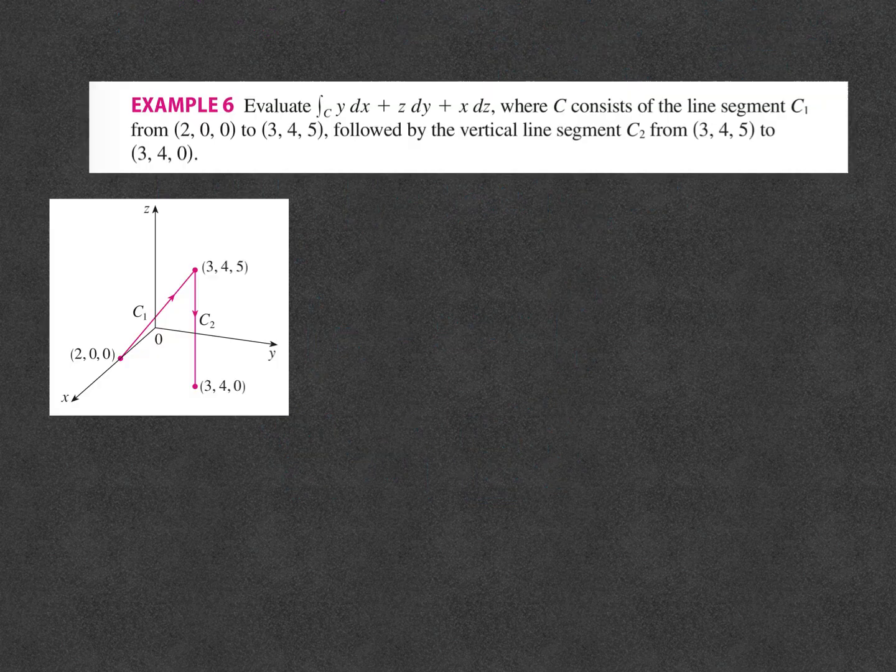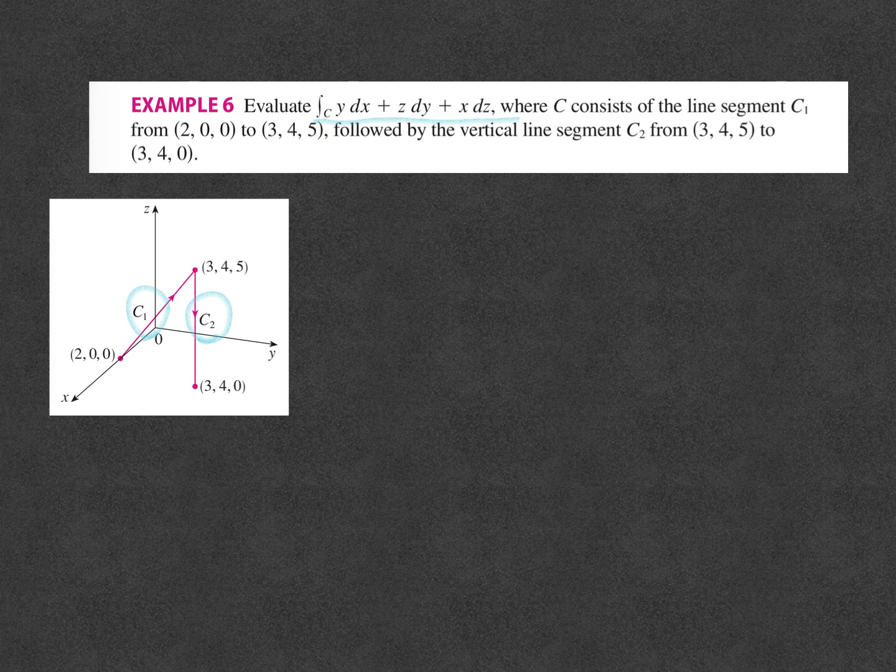All right. So evaluate this integral where c consists of line segment C1 from those 2 points to the vertical line segment C2 from those 2 points. So when we get done, we're going to add those. Now notice C2 is going down, so it should have a negative value, and C1 is going up, so it should have a positive value. And we have the endpoints that were given.